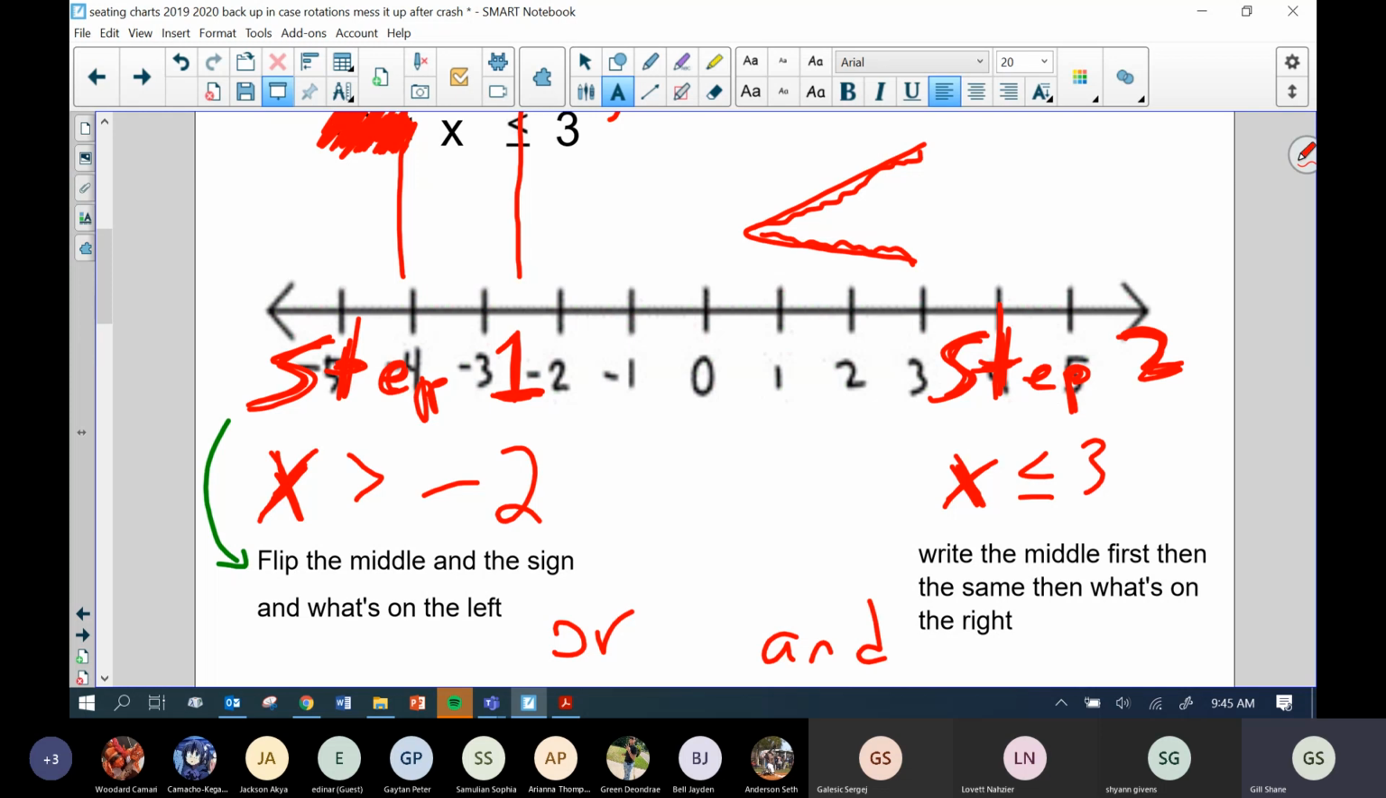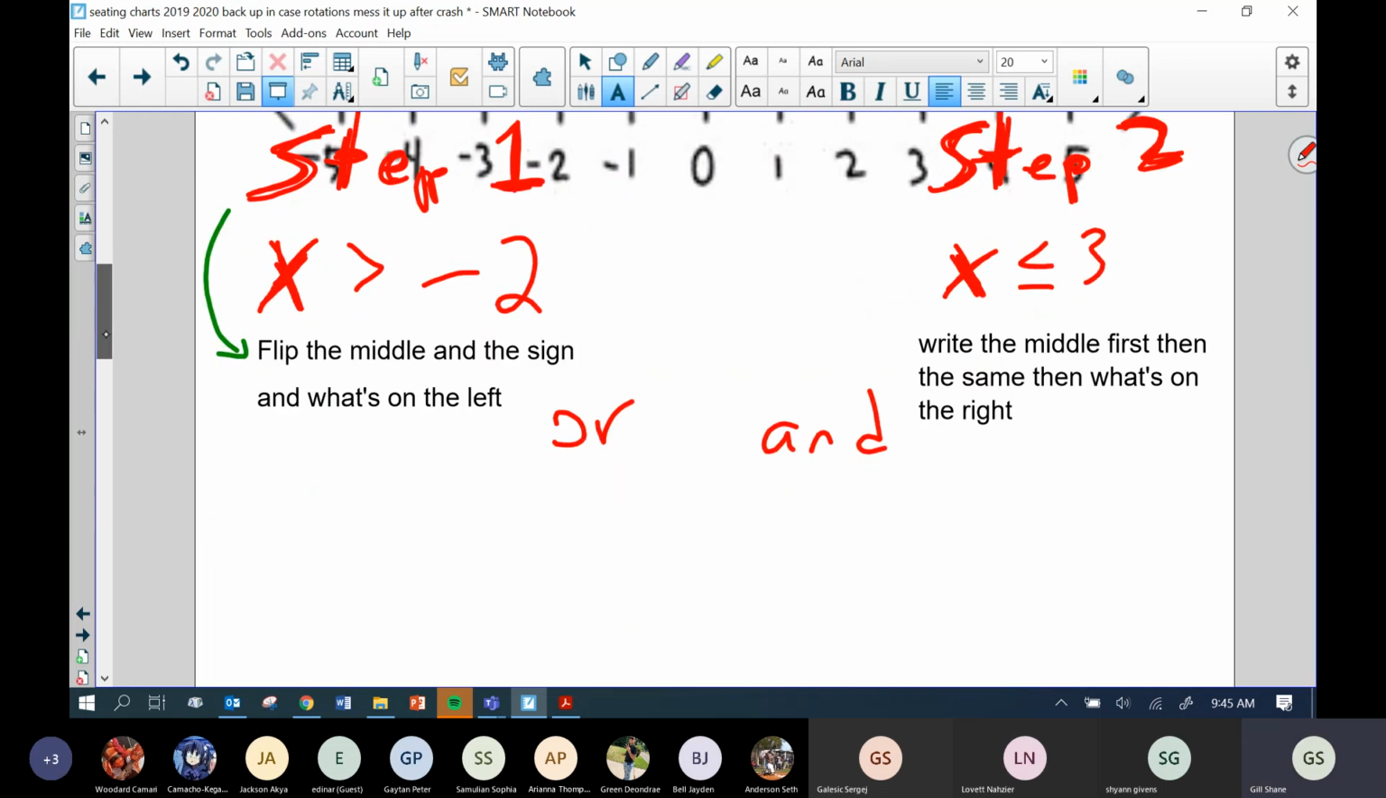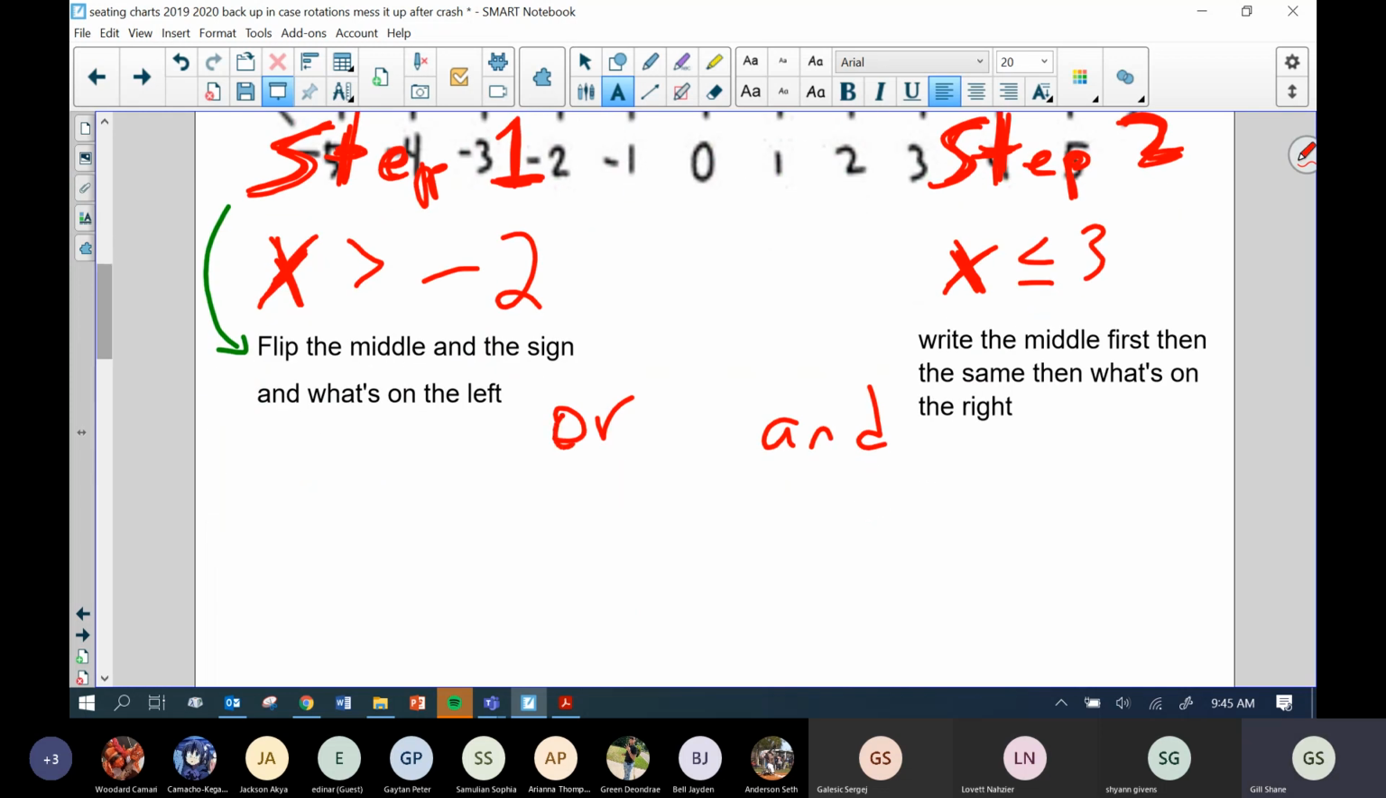Here's your rule when you're deciding which word to use. So again, we have and or we have or. We got to choose. Which one of these do we use to join those two equations? So I'm going to type this in so it's easy to read.